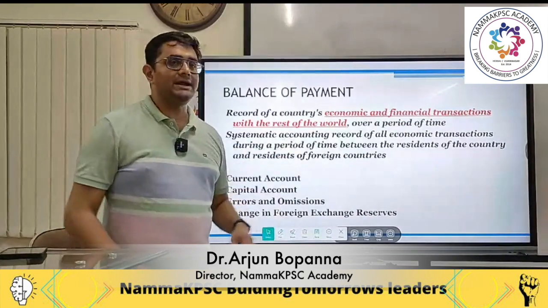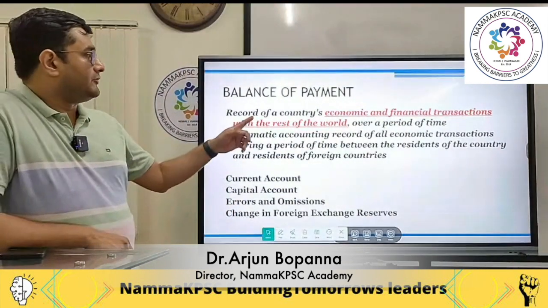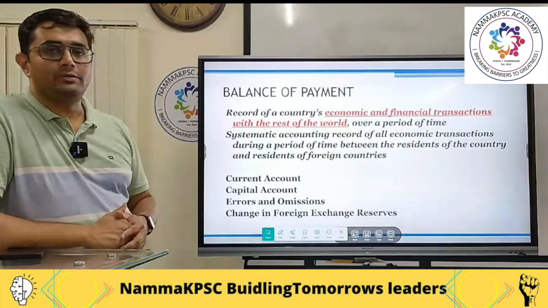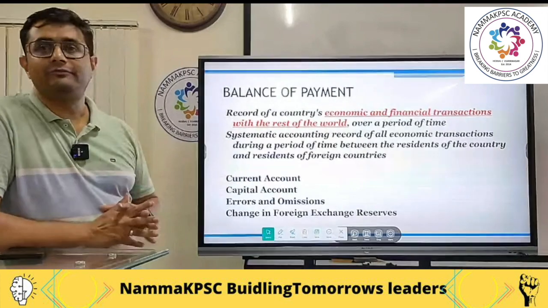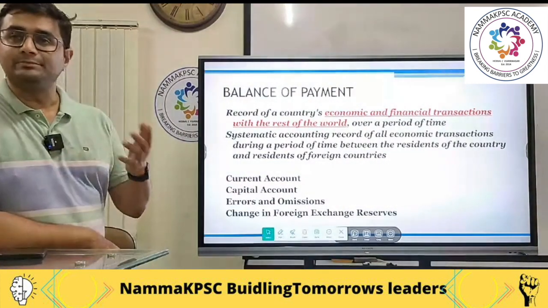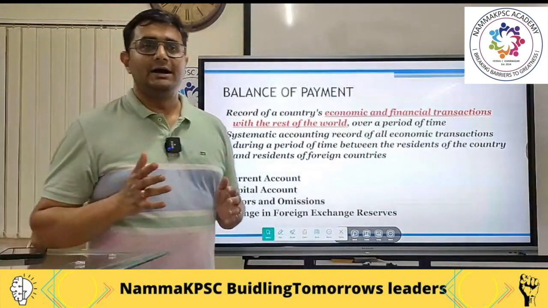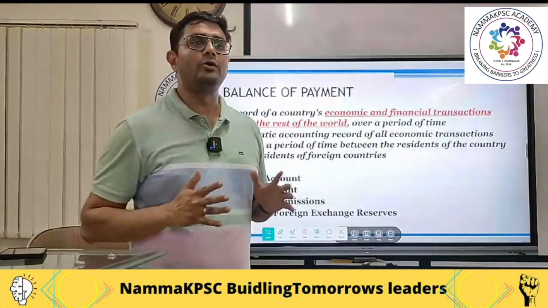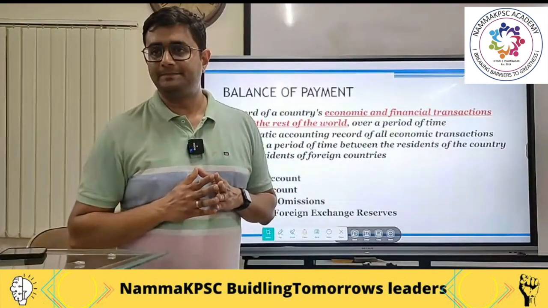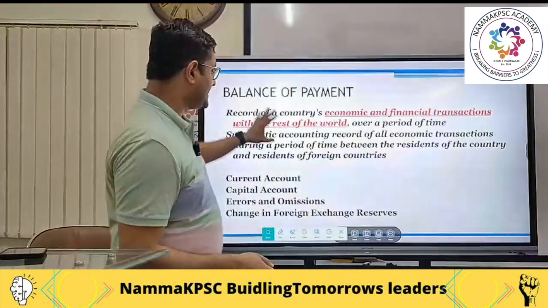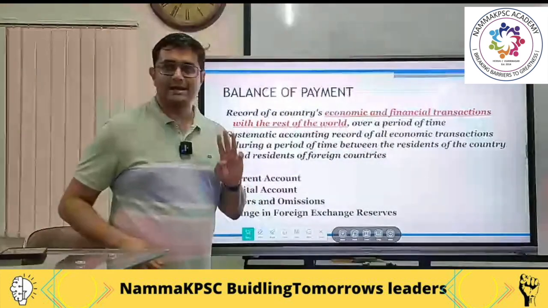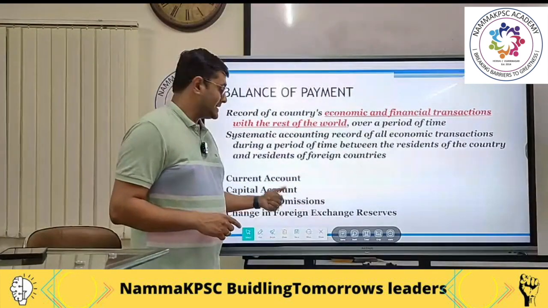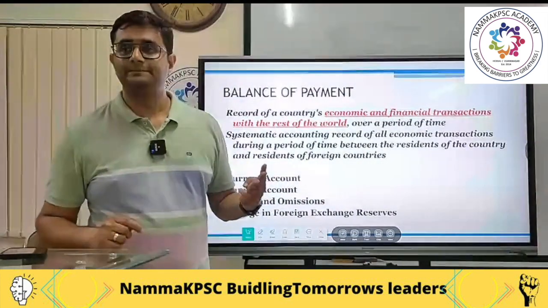So it is a systematic accounting record of all economic transactions that happen between the residents of the country and the residents of foreign countries. In simple words, it is a tracking mechanism to determine how much money is coming to India and how much money is going out of India in terms of foreign currency. Is that okay? Yes. So it has mainly three things that are tracked: your current account, capital account, and foreign exchange reserves.